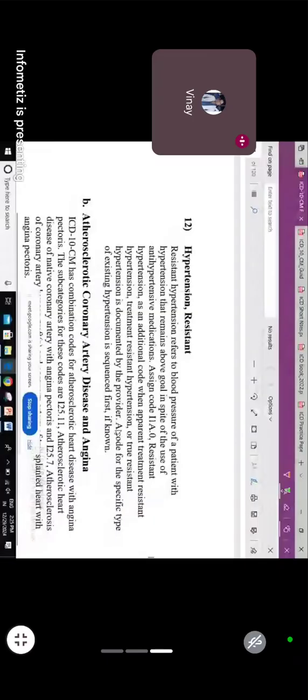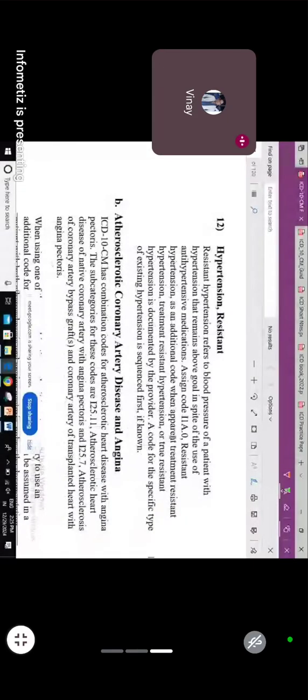Resistant hypertension, I1A.0. That remains above the goal in spite of the use of antihypertensive drugs. This question I have seen last week. Someone asked me from exam preparation what we can code or how we will get this answer. If the patient is taking blood pressure medicine but still he or she has hypertension, then it's known as resistant hypertension. Code is I1A.0.